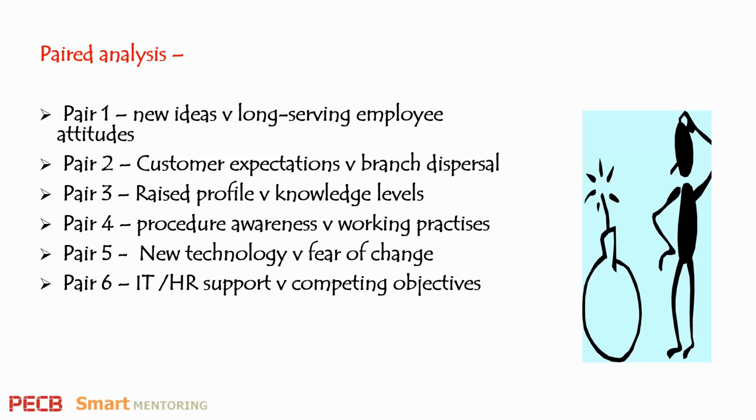Pair 3, knowledge versus lack of knowledge. They're cancelled out. The higher profile, they're 6 each, so they're neither negative nor positive. Working practices versus awareness. Again, there's a gap of 5 on raised awareness. And pair 5, change fear factor versus new technology. There's a gap of 5 again. And the service support versus competing objectives. We've marginally got some on the positive side, but there's still a gap of 1.